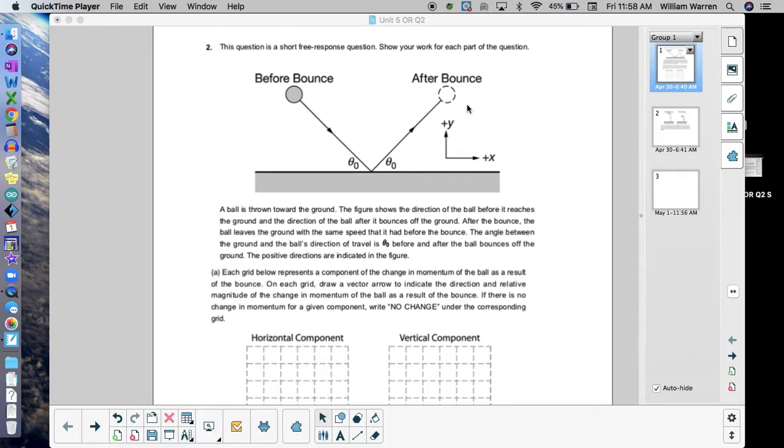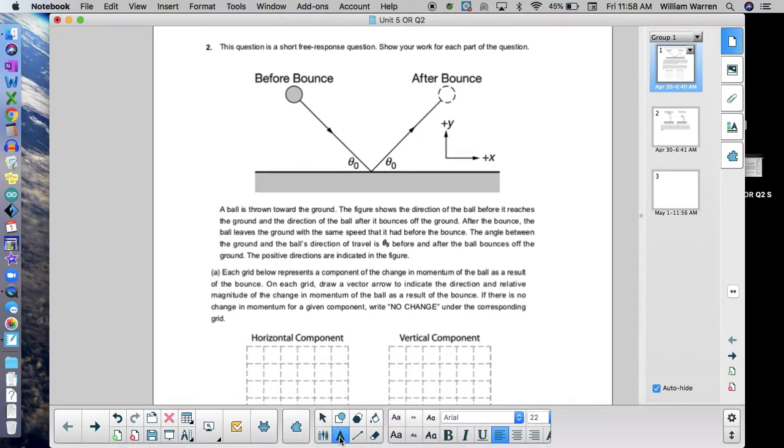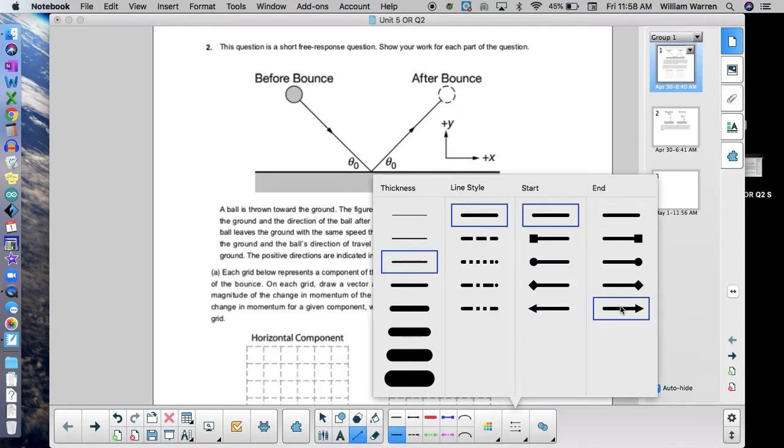But the positive directions are indicated right here, right? And each grid below represents a component of the change in momentum of the ball. Okay, so let's refer to these vectors. In fact, let me just draw some for you to help really visualize what's going on here. Now let's draw some momentum vectors.